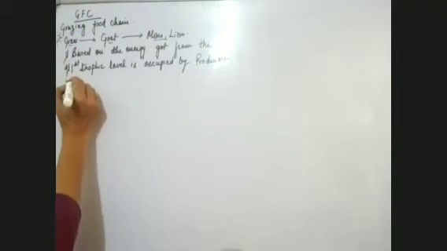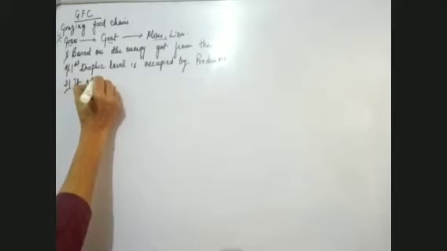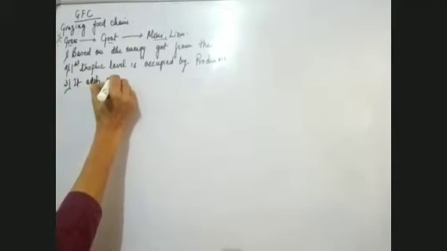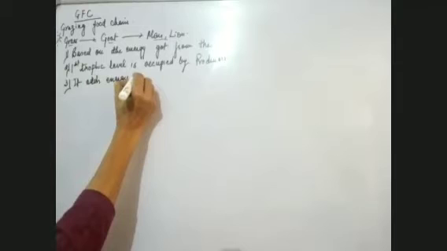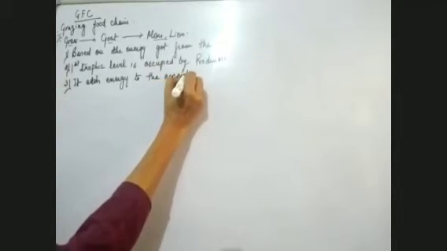The third point can be: it adds energy to the ecosystem. So the grazing food chain, or GFC, adds energy to the ecosystem. This is the third point of the GFC, or grazing food chain.